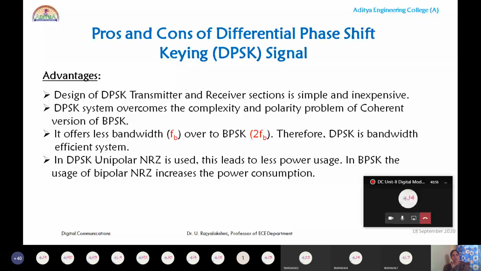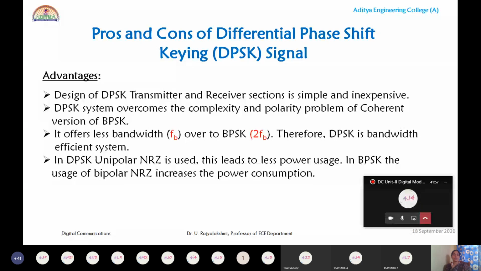That's all. At the receiver, you compare the phase of d(t) with the phase of the shifted d(t), that is d(t) minus 1. So the design is simple and inexpensive. But in the case of coherent detection, which is familiar, first you need to square, then bandpass filter, and then divide. The working principle as well as the implementation of binary phase shift keying is complex, because there we use coherent detection, and it is a very difficult task to generate the synchronous carrier at the receiver section. But here there is no need of synchronization. Since there is no synchronization, obviously the probability of error is higher. That is a secondary issue.